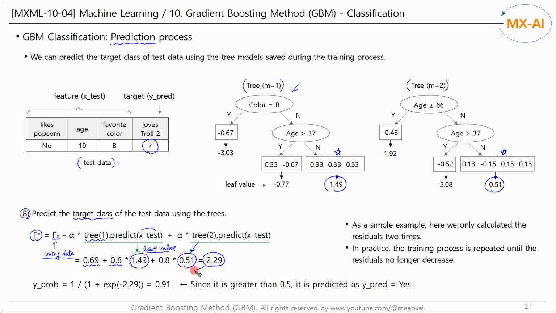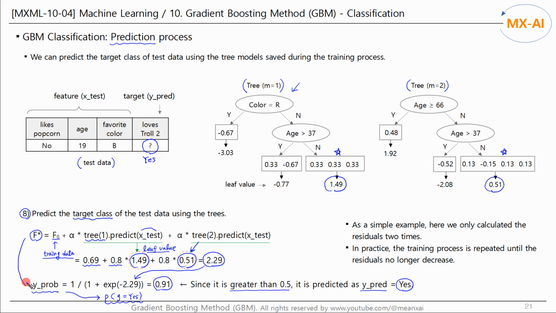Now we use this value to predict the probability of y. This is the probability that the target class y is yes. This probability is 0.91. Since this value is greater than 0.5, the class for this test data is predicted to be yes. This is the prediction process.